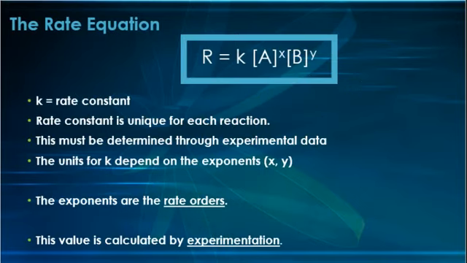So there it is, R equals K, A to the X, B to the Y. It's restating what each one of these is. The rate constant is unique for each reaction. It has to be determined through experimental data. We're going to find those X and Y's, which are the rate orders calculated by experimentation. That's just a little review of what I just said.